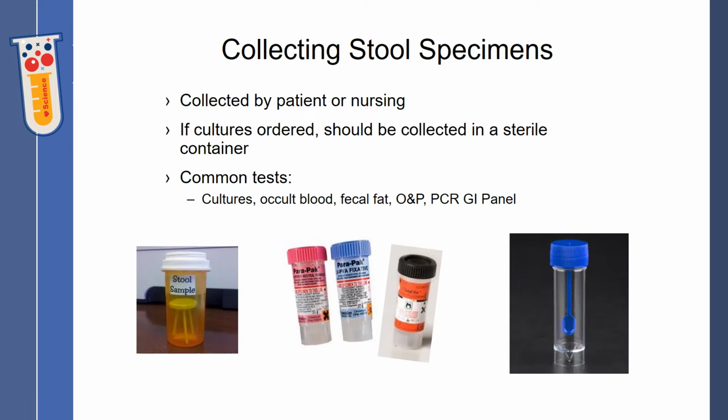Stool specimens are generally collected by a patient or by nursing staff. If cultures are ordered, a sterile container is preferred, although that's not always the case. Common tests they order are cultures, and when they order cultures, they are looking for Salmonella, Shigella, Campylobacter, things of that nature. They will order occult blood, fecal fat, maybe an O&P, which is an ova and parasite, your parasitology collection. And more recently, they have GI panels that can be run by PCR, so occasionally they will collect stool and have it sent for a GI panel.